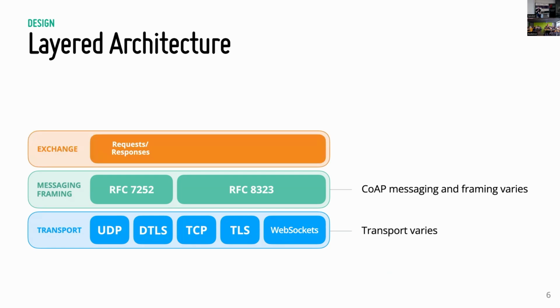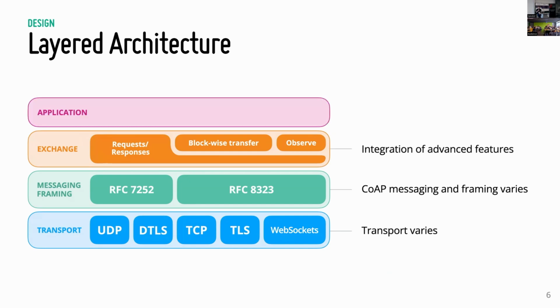And above that, we've got a common request and response layer. This is what makes CoAP so unique: you have common ground, regardless of what transport or messaging implementations you use. This request-response layer is again leveraged by advanced features such as blockwise transfer and observe. And on top of that, of course, sits the application.